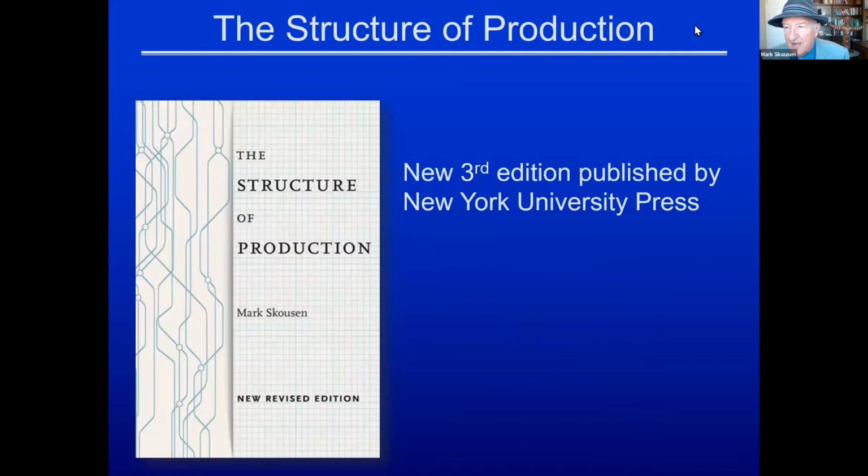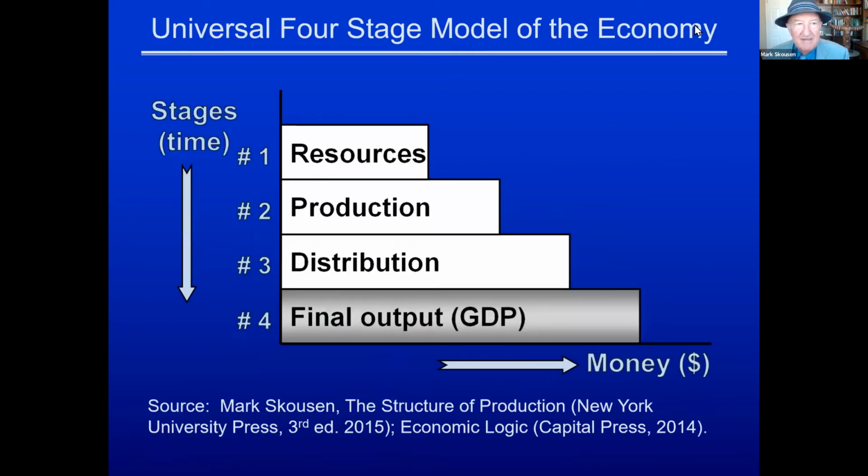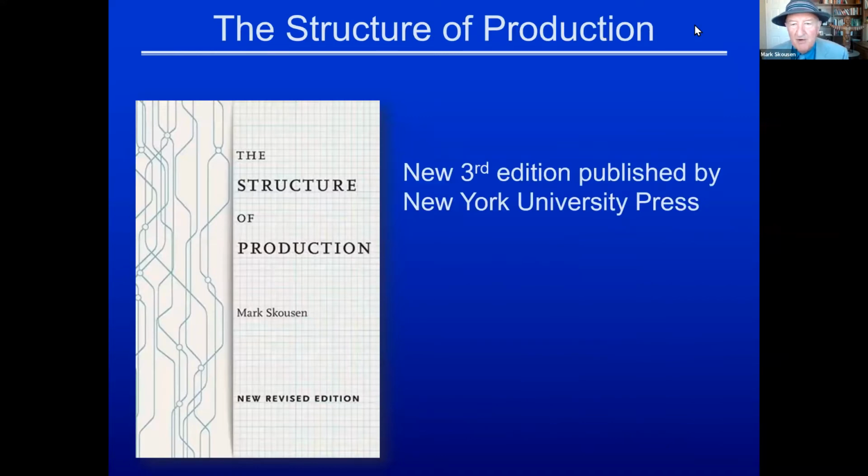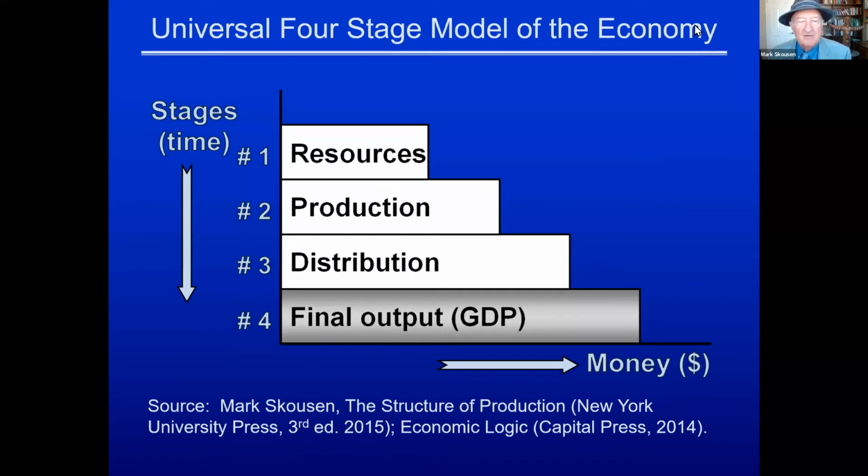So this is the book that I published in 1990, Structure of Production, and in it I developed a four-stage model of the economy. The four-stage model of the economy, as you can see here, is a very simple model, but a very powerful model. It kind of simplifies what GO and GDP are all about.